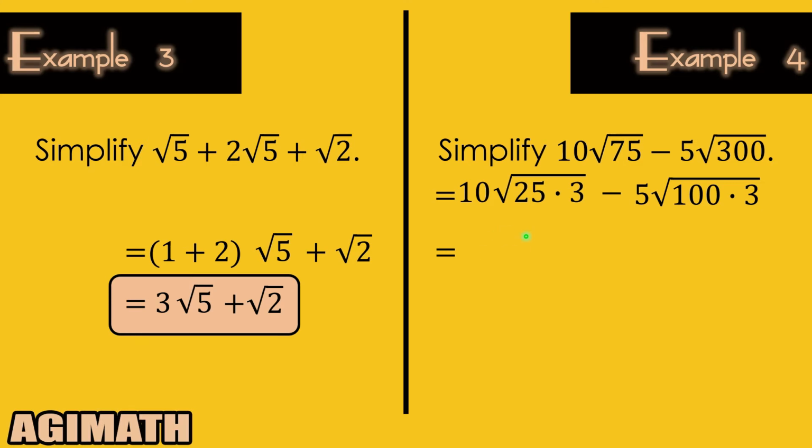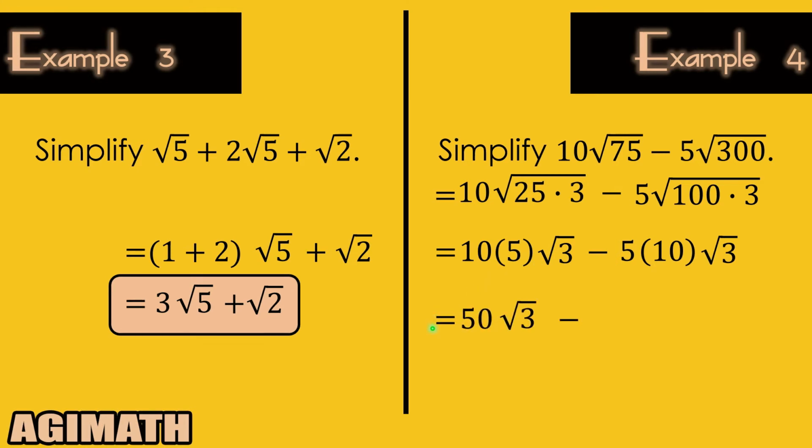Now, we have 10. And then, what's the square root of 25? That is 5. So, we have 10 times 5. And then, the remaining, we have square root of 3. Because we cannot extract anymore the square root of 3. Minus 5. Square root of 100 is 10. And then, the same, square root of 3. Now, we simplify. 10 times 5 is 50, square root of 3, minus 5 times 10 is 50, square root of 3. Now it's very clear that they are similar radicals.